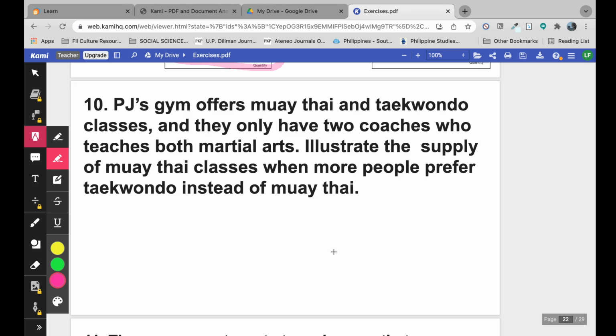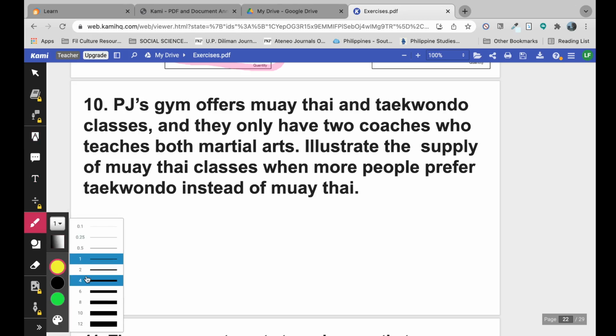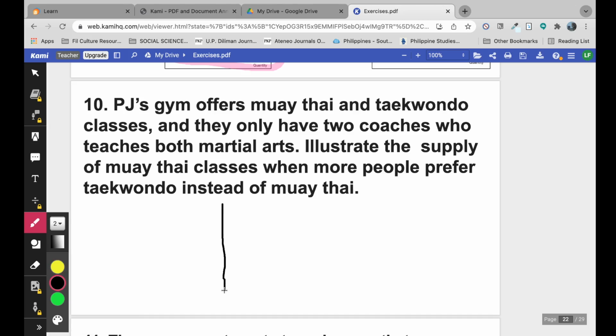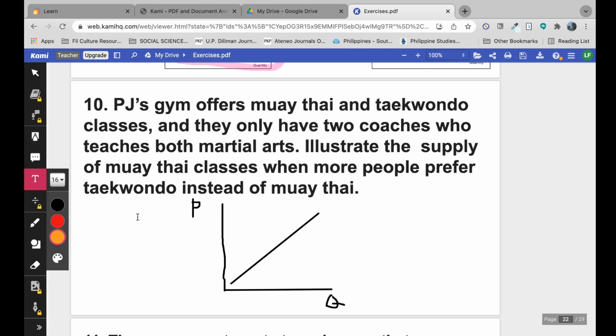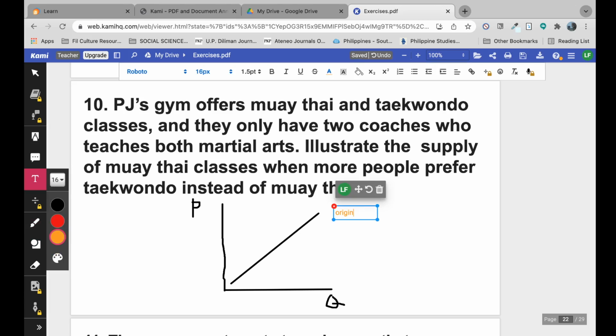Okay, so again, what we need to do is make sure that our graphs are properly labeled. Okay, so I'm going to construct my graph. And always remember that when you're constructing your graph, P, your price, is always on the y-axis, and your quantity is always on the x-axis. And we're going to create our original supply curve. So this is our supply curve for Muay Thai. Let's label it: original supply curve for Muay Thai classes.